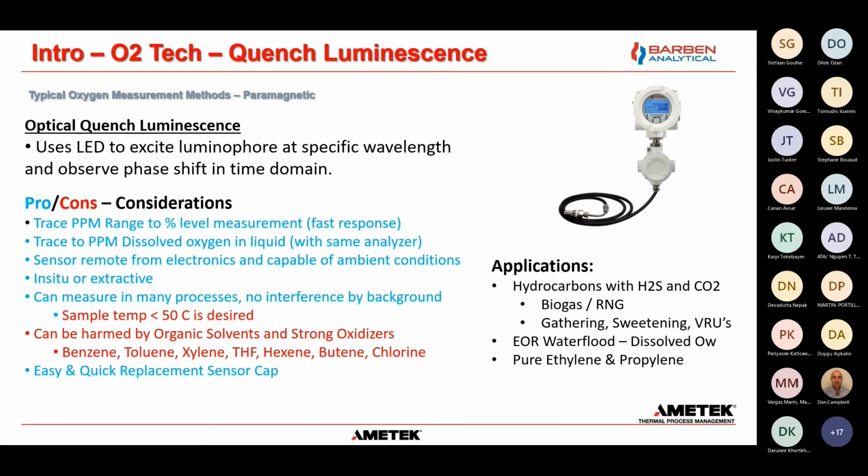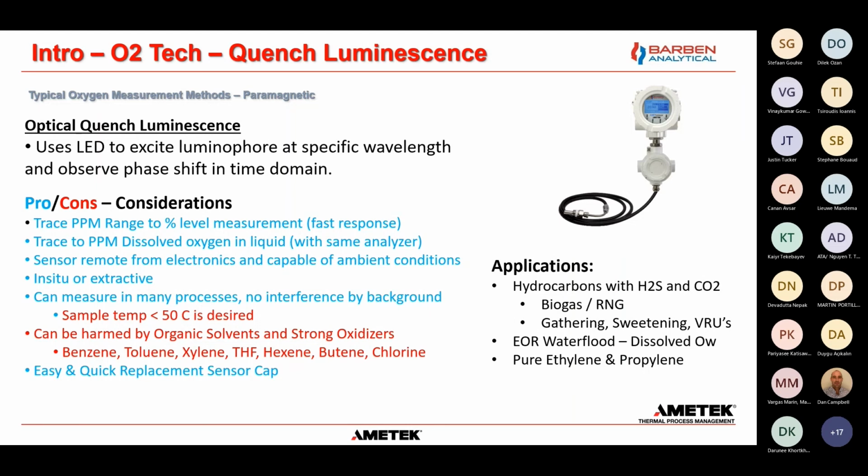Now that we know a little bit more about the pros and cons, we'll wrap up the quench luminescence in the same way we looked at the other technologies. Optical quench luminescence uses an LED to excite a luminophore at a specific wavelength and observes the phase shift in the time domain. The pros are a trace ppm range to percent level measurement with a very fast response, and trace to ppm dissolved oxygen in liquid with the same analyzer.